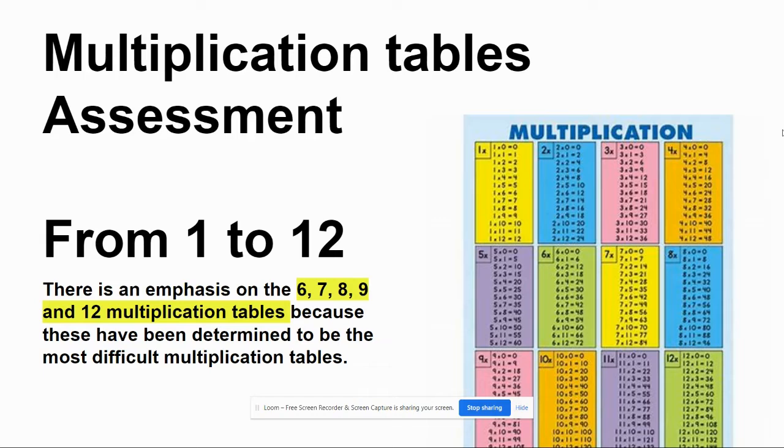Now, the most important thing is just to make sure your child is regularly practicing their multiplication tables. It's not the end of the world if they don't do well on the multiplication assessment at the end of year 4. Although it is an official assessment, teachers tend to use it for gap analysis and have a look to see where your child is strong within their multiplication tables and which tables they still need to learn.